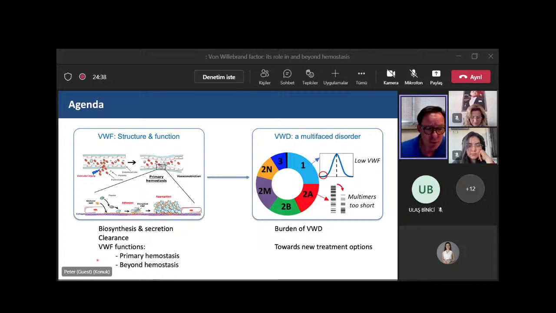And I will give one example about the role of VWF that is beyond hemostasis, and more particularly on smooth muscle cell proliferation. And in the last part of my presentation, I don't think I can afford to talk a bit about VWD, Willebrand disease, and a bit more about what is the actual burden of VWD, and give a few examples, and actually one example in detail about new treatment options for VWD. So let's go ahead with biosynthesis and secretion and clearance of VWF.